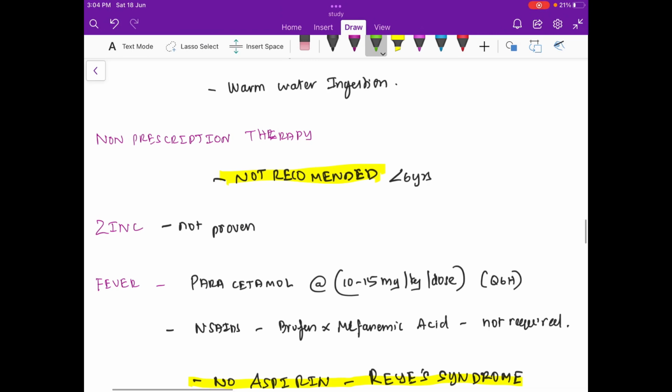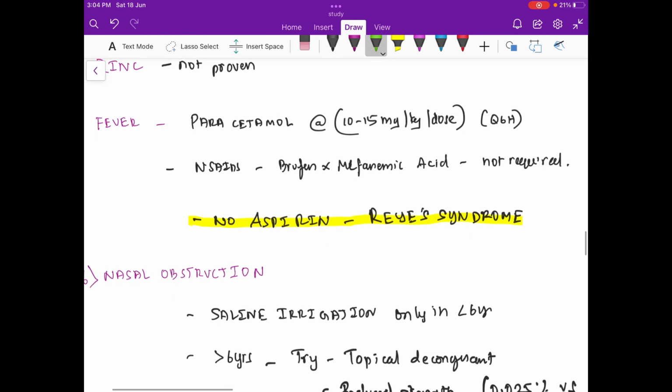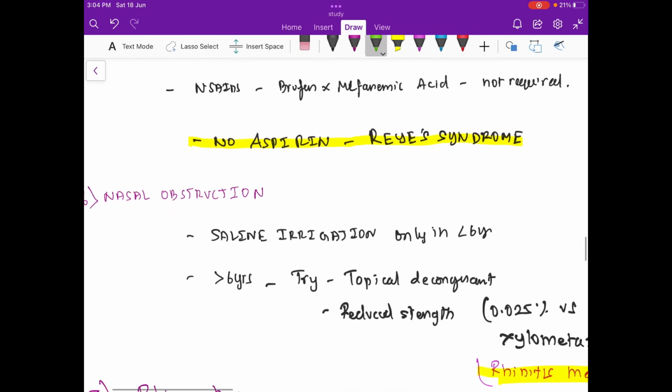There is no role of aspirin in management of common cold or any fever in children because of the fear of it causing Reye's syndrome, particularly due to influenza virus infection.